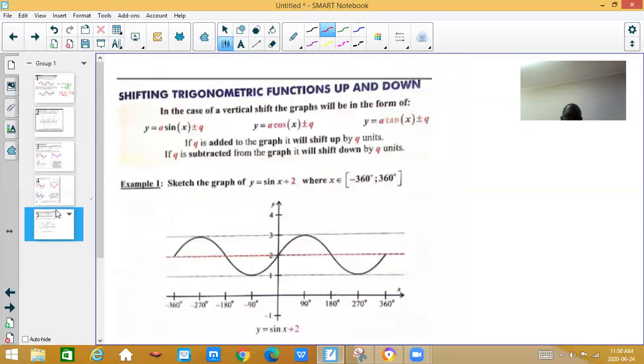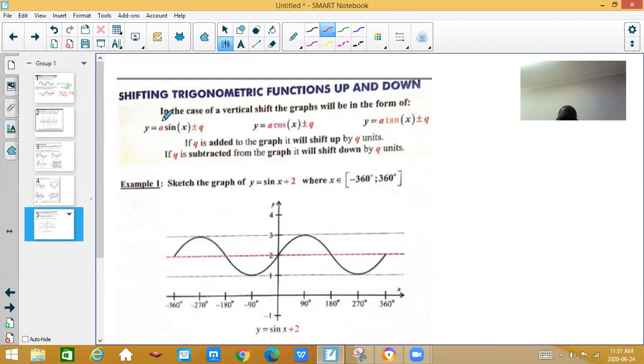Right. Now, let me go on to the other one. On shifting of trigonometric functions up and down, when I'm summarizing this, when we are shifting up and down, if we have a plus Q, it means the graph will shift Q units upwards. If it is a minus, it will shift Q units downwards.